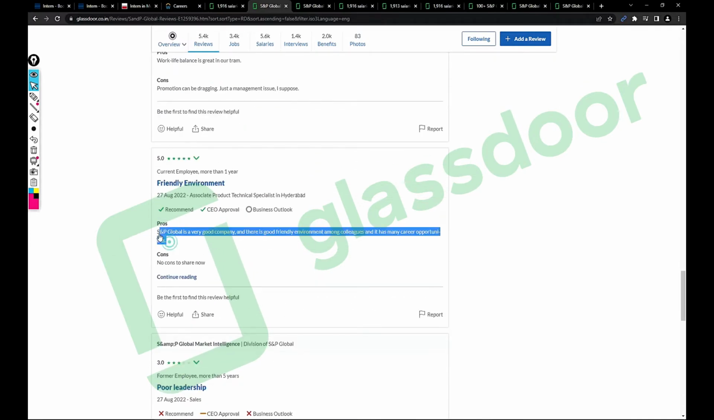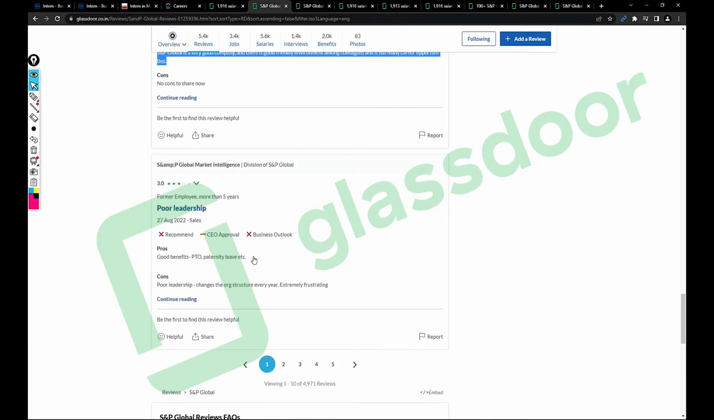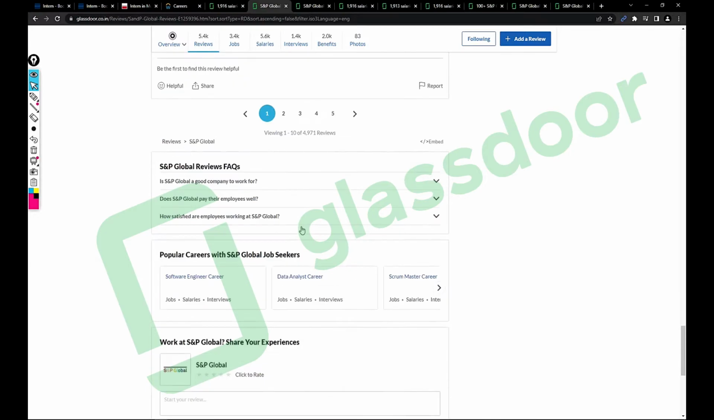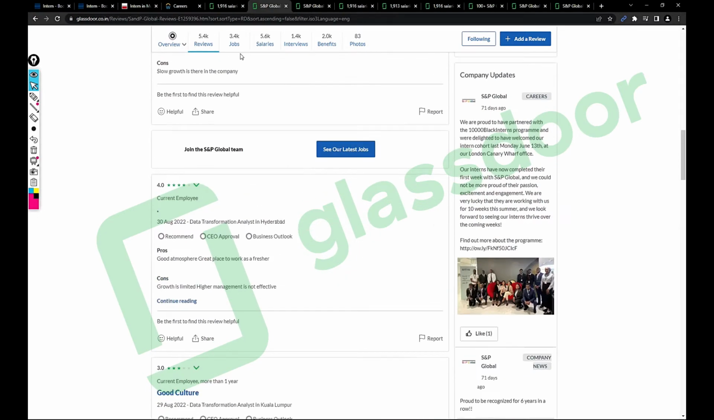And for Hyderabad, S&P Global is a very good company and there is a good friendly environment among colleagues and it has many career opportunities. And poor leadership, good benefits, PTO, paternity. Poor leadership changes the organization structure every year, which is extremely frustrating.